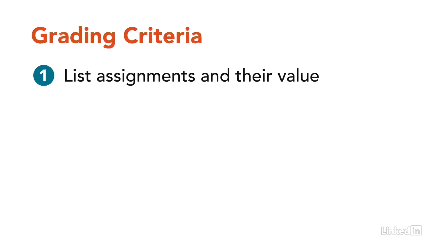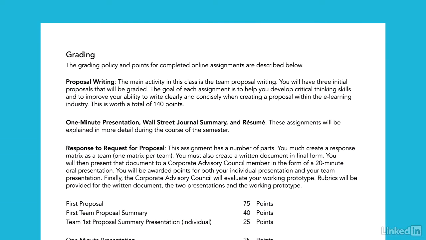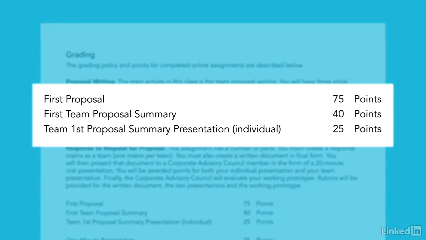Your grading policy should contain 3 critical areas. The first is a list of assignments and their associated value or weight. I clearly spell out how many points each assignment is worth and provide that information to the students so they can see how grades are broken down in my class.